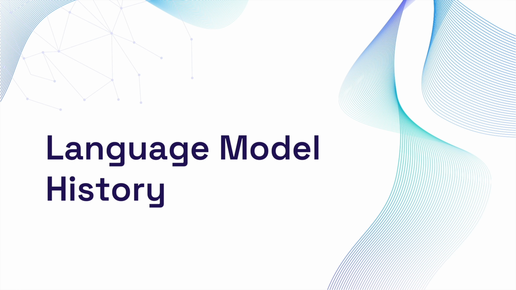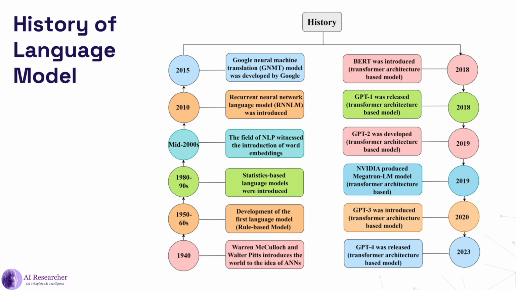In this video we are going to see the historical overview of the development of language models from 1940 to 2023. The figure highlights the evolution from rule-based models to statistical models, and then with some advancement of word embeddings in NLP. The key advancements that we see from 2010 onwards include recurrent neural networks, then Google's neural machine translation, and also models based on transformer architecture like BERT, GPT, and many more.